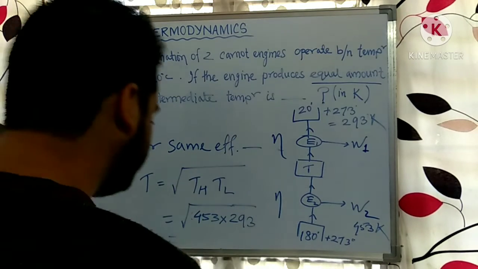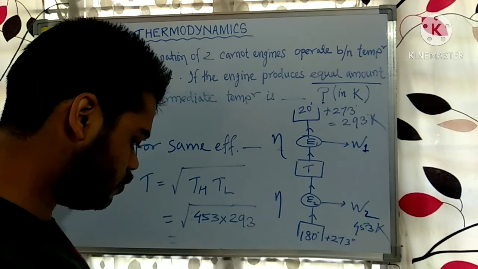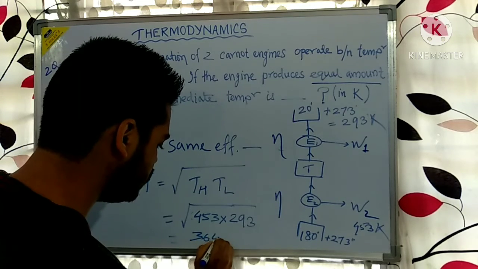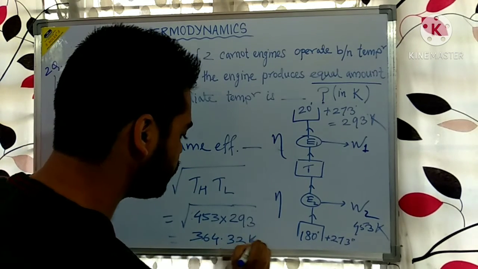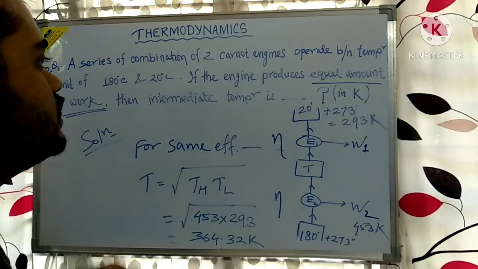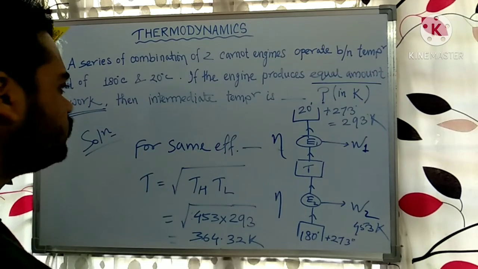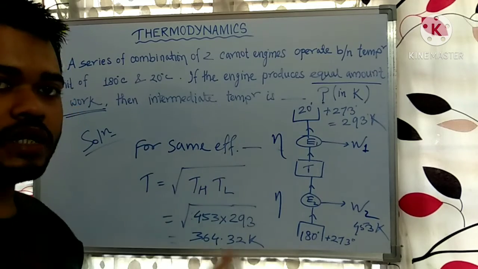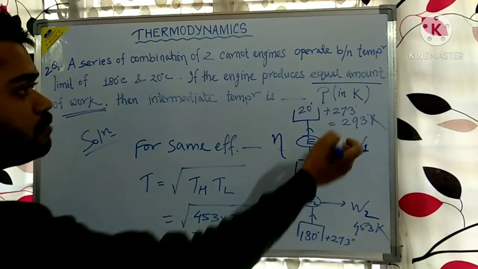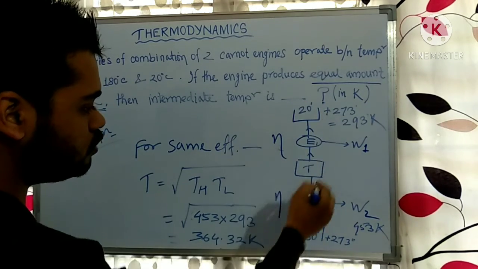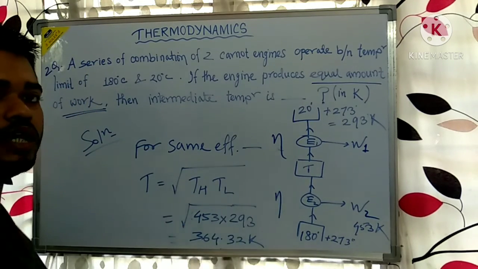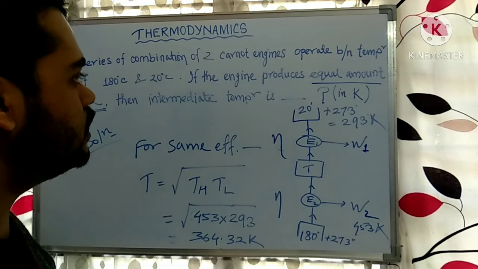So let me calculate. 453 into 293, right? So it will be 364 point how much? 32 Kelvin. Okay, so this is one important question. Generally you can see it in examinations like GATE or SSC. For equal amount of work it will be the mean temperature, and for equal amount of efficiency it will be the geometric mean of T higher and T lower. But remember, this is asked in Kelvin, so don't use the centigrade values. If you do it using centigrade values, you will get a different answer and you will get negative marks in competitive exams.